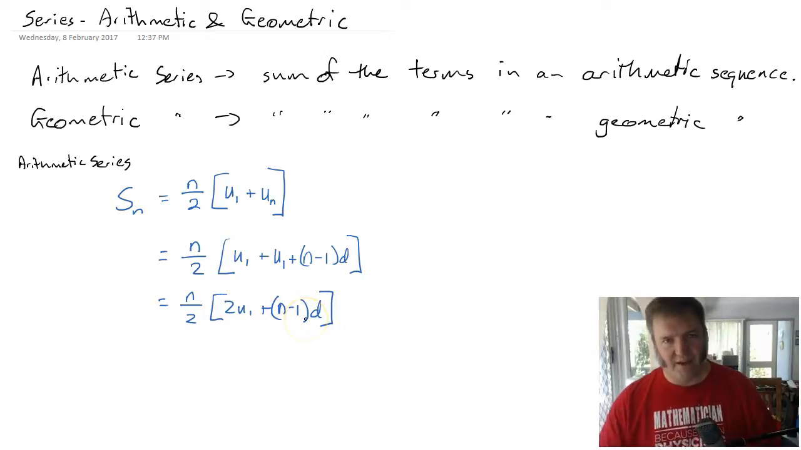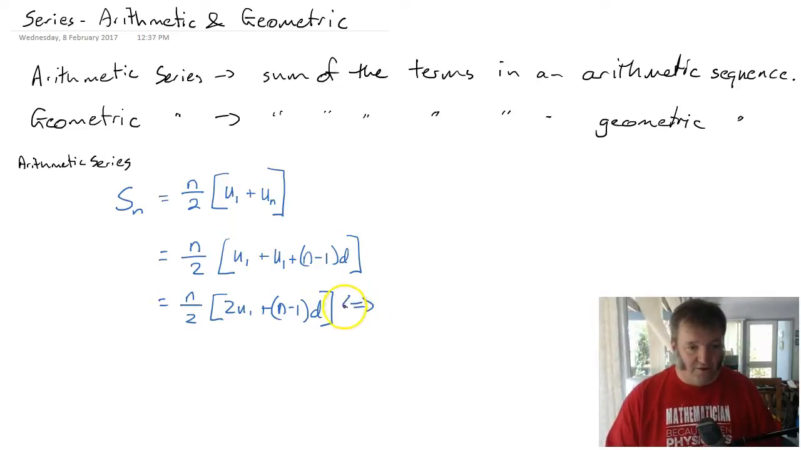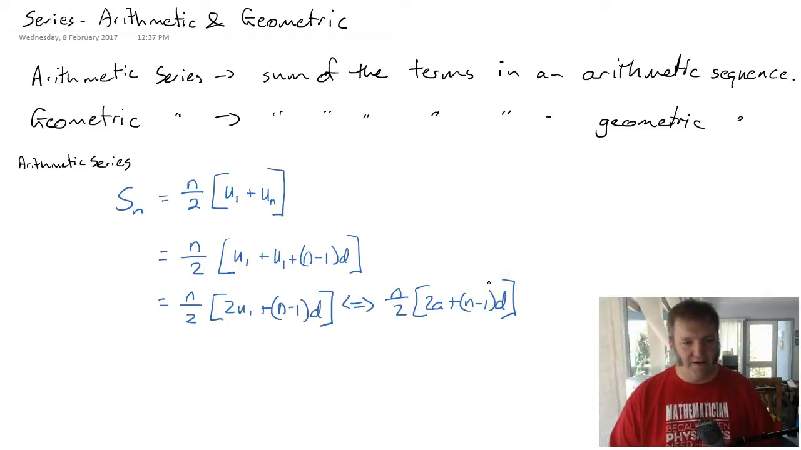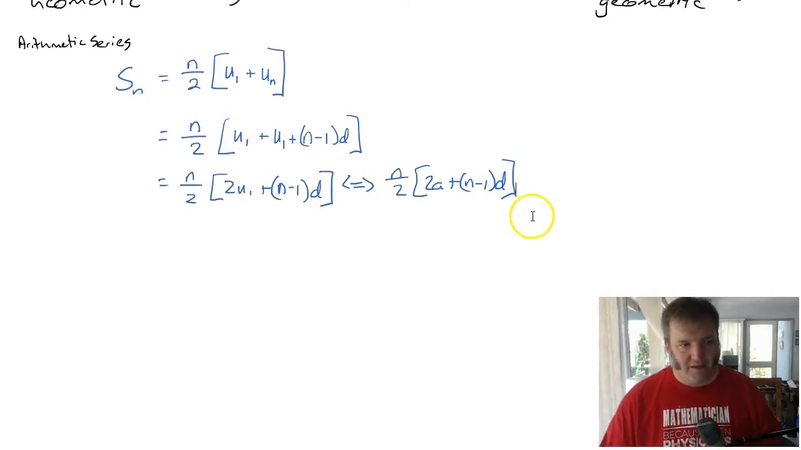Of course we talked about how we used to just use a for the first term instead of u1, and you could use t1 instead of u1. So if you want to call it n over 2 times (2a, where a is the first term, plus (n minus 1) times d), no one will be complaining about that either. That is the sum of the terms in an arithmetic series.